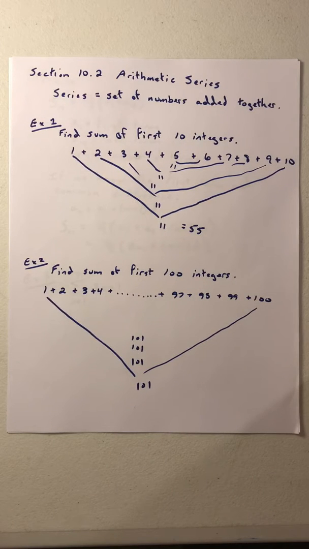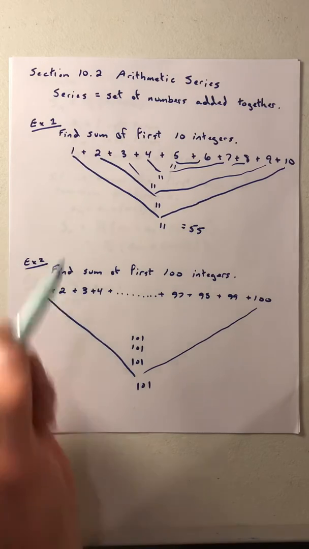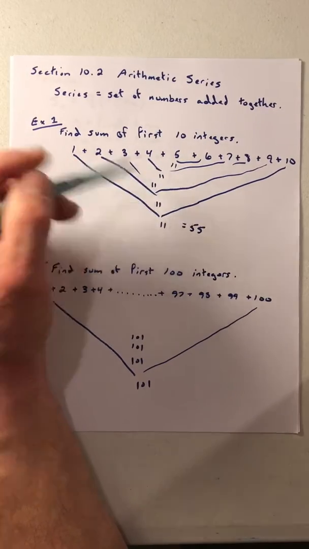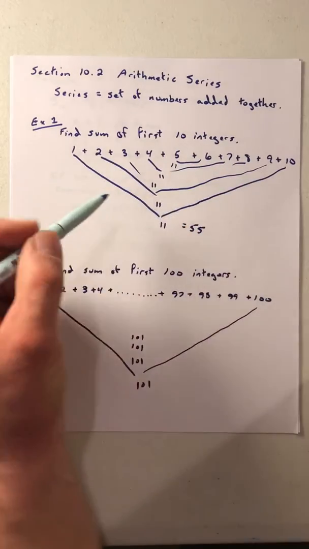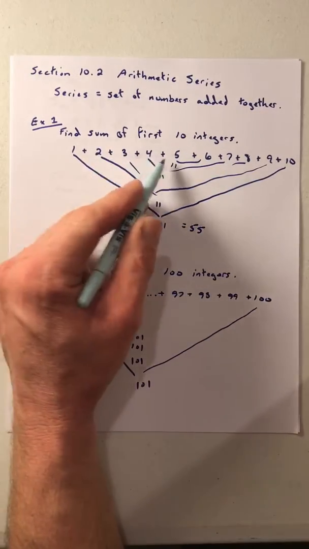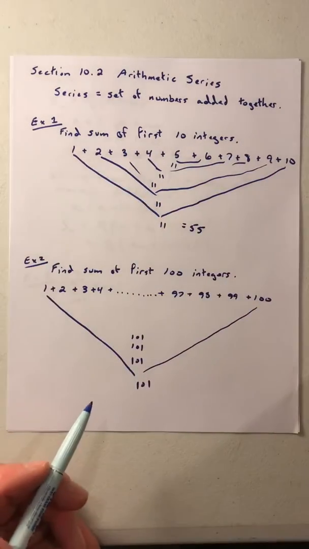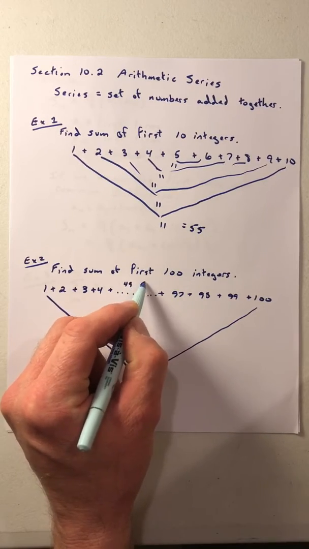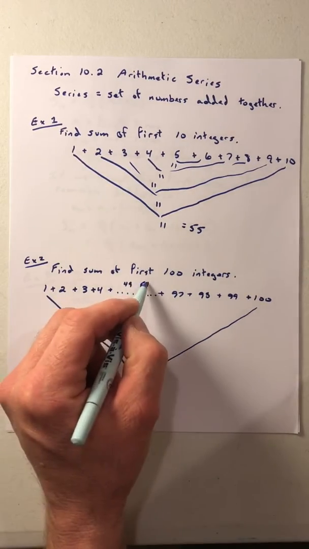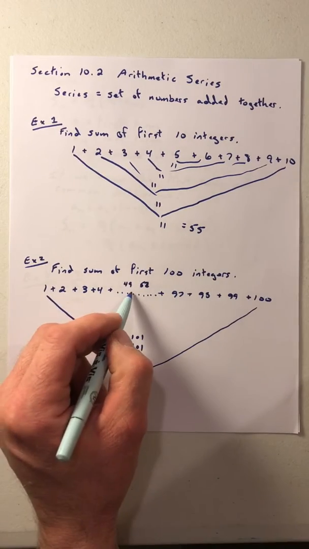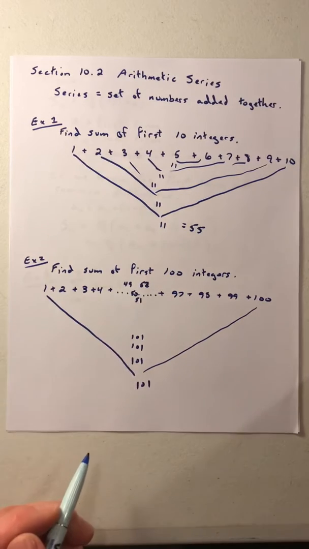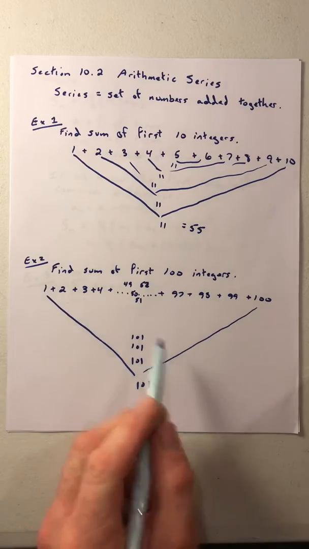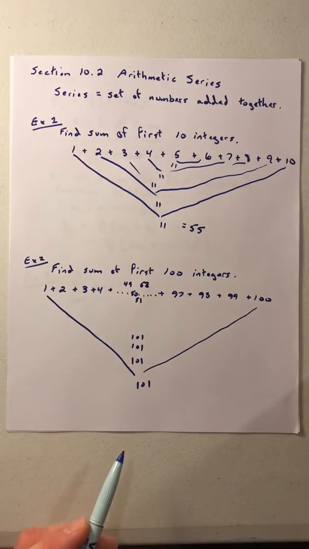Well, how many 101s do I have? If we come up here, how many did we have? We had 5 11s. What do I notice about 5 11s? Well, 5 is half of 10, and I had 10 numbers. That always worked. So down here, what would I be adding together? Well, I'd add 49 to 52. And then I'd be adding 50 to 51 to get my 101s. Well, how many then do I have? I'm going to end up with 50 of them. So again, that's going to be half of the total number I have.